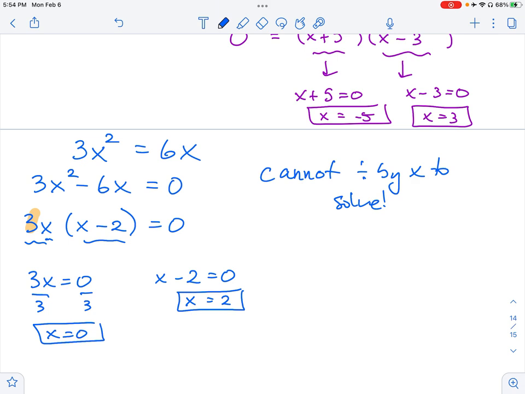And that is your solving by factoring. So we'll try another one where we are using the other three methods.